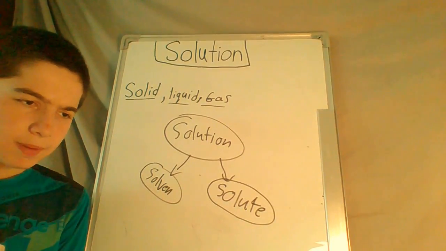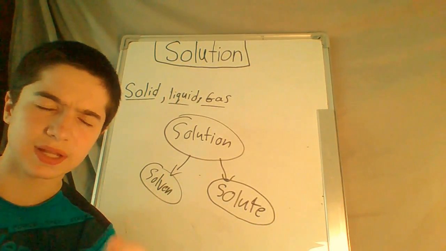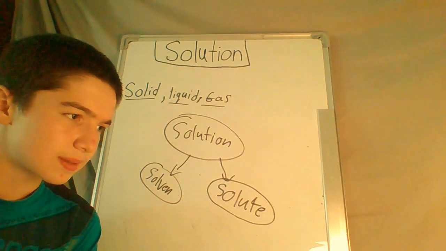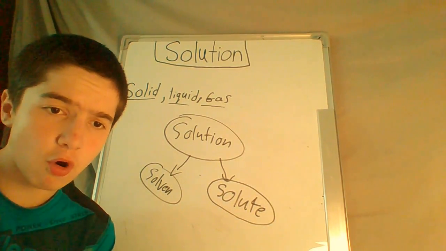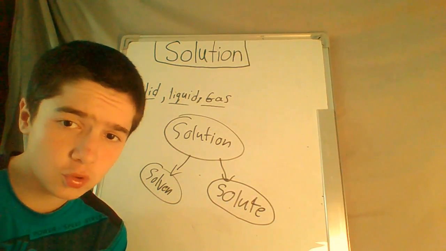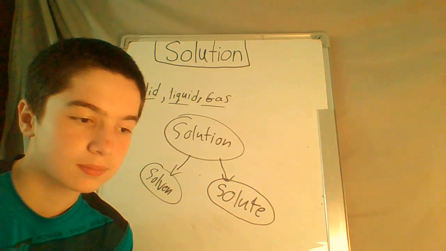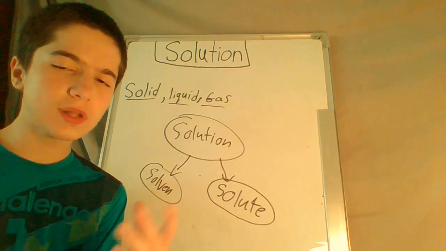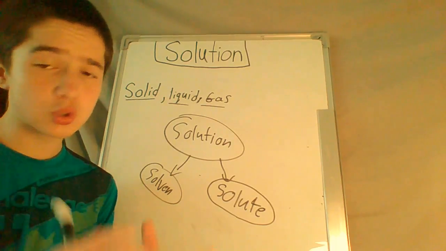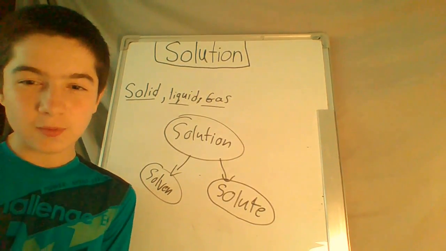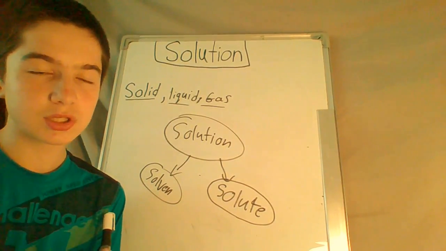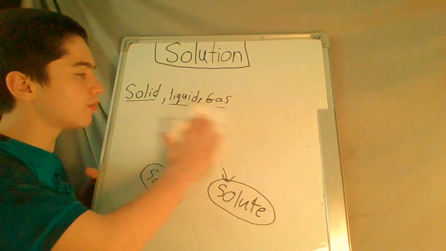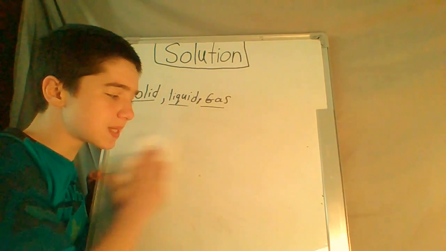Okay, but I think now you have an idea in your head. You're saying, wait a minute, we said a solution is a special type of homogeneous mixture that's composed of two or more substances. Okay, we got that in mind. But what makes us sure that this thing is a solution? This is a smart question. How can we prove that that substance is a solution?